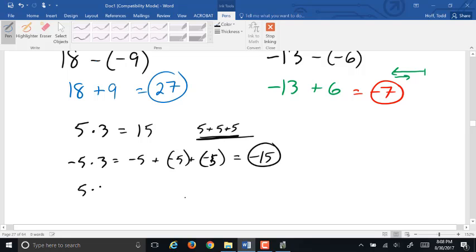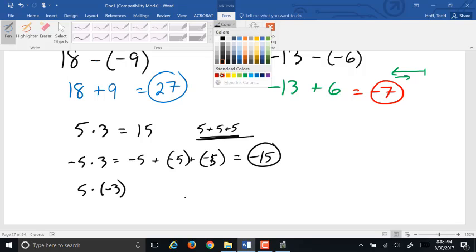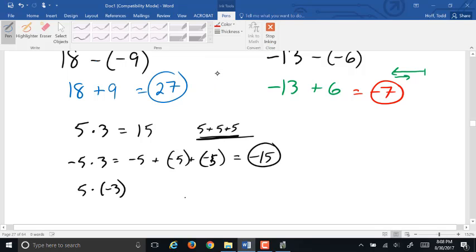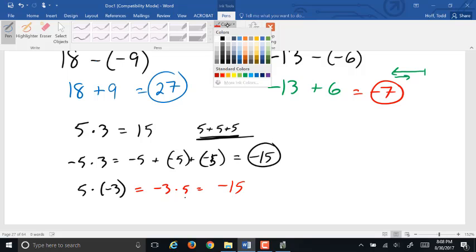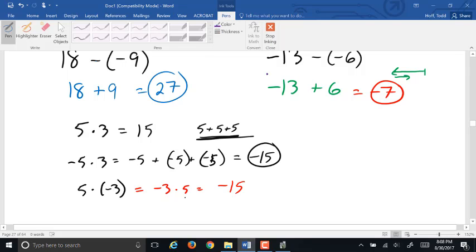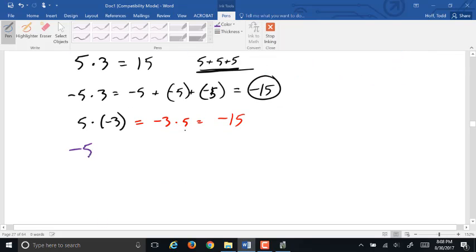If it's 5 times a negative 3, well, I can't take 5 and add it to itself negative 3 times, can I? But I can switch that around and do a negative 3 times 5. If I add negative 3 up 5 times, I get negative 15. The confusing one, negative 5 times negative 3. A negative times a negative is a positive.